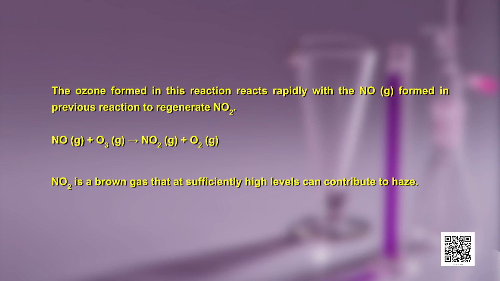NO2 is a brown gas that at sufficiently high levels can contribute to haze. Ozone is a toxic gas. Both NO2 and O3 are strong oxidizing agents. NO2 and O3 can react with the unburnt hydrocarbons in the polluted air to produce chemicals such as formaldehyde, acrolein, and peroxyacetyl nitrate, called PAN.